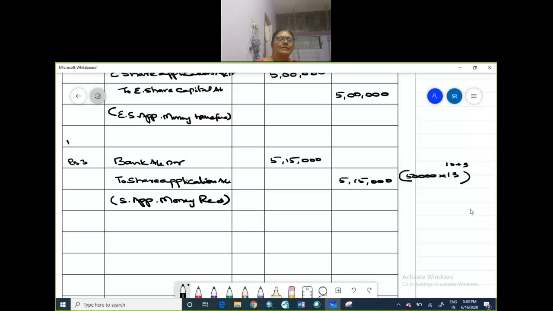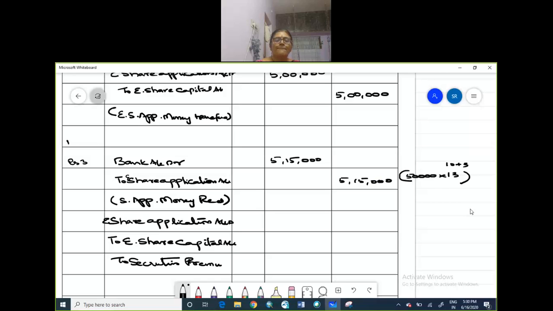Okay, next up, share application account debit. You can put equity everywhere. Okay, equity share application account debit to equity share capital account and to securities premium account. So what is the amount on application? Actually 50,000 into 10, 5 lakhs. Right, on premium 50,000 into 3, 15,000. So total is 5 lakh 15,000.